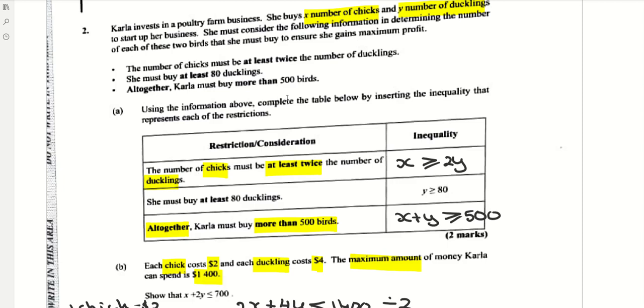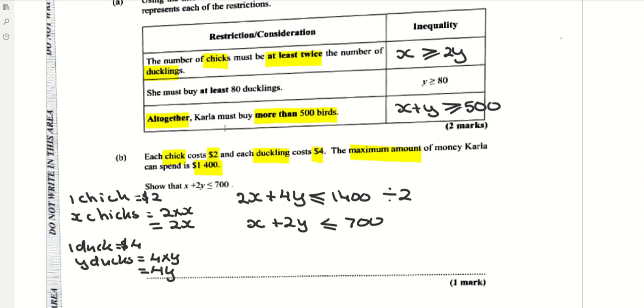Using the information above, complete the table below by inserting the inequality that represents each of the restrictions. Right. The number of chicks must be at least twice the number of ducklings. So chicks is X, so X is more than or equal to 2Y. Alright, they already did this one all together. So if you add the number of chicks and add the number of ducks, she must buy more than 500. So it will be X plus Y is more than or equal to 500. Alright, and that is how you would do this.